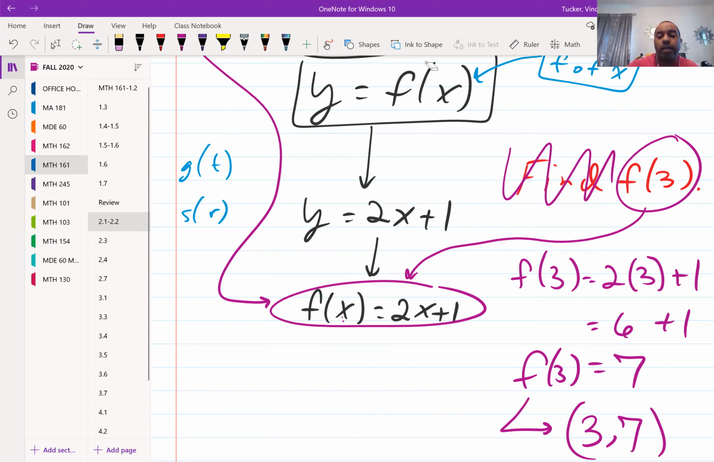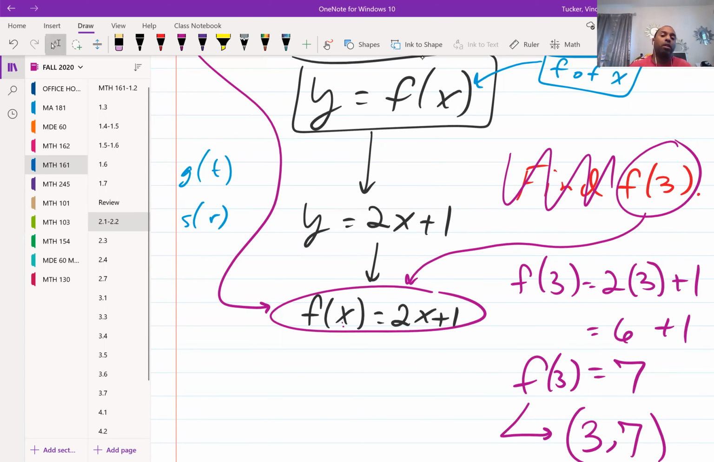Questions on that? Anything that was said before we do an example of that? So all you're doing is taking the number that's in the parentheses, plugging it into the function, and calculating and simplifying.